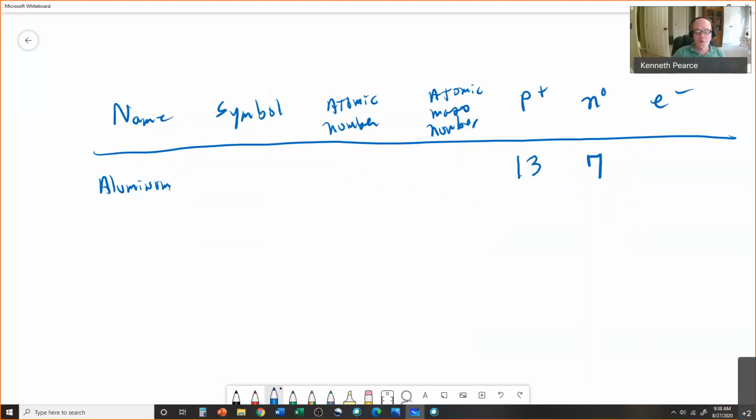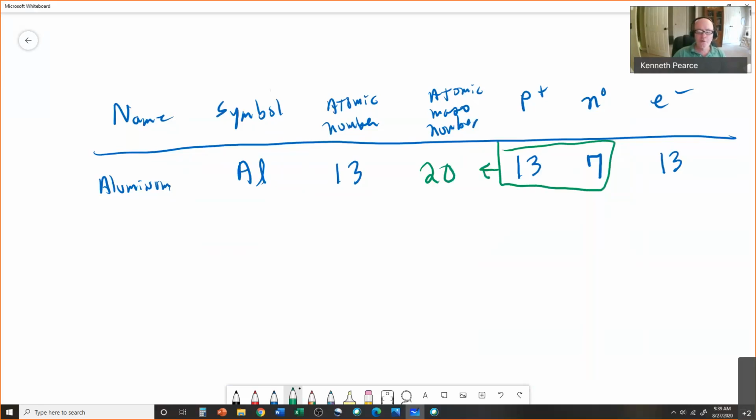And then I say, well, what's the atomic number? That's 13. And if you have 13 protons, you must have 13 electrons. When I looked at the periodic table, I made a note of this. It was aluminum, Al. Now the final thing for me to calculate is protons plus neutrons to get my atomic mass number, and it's 20.